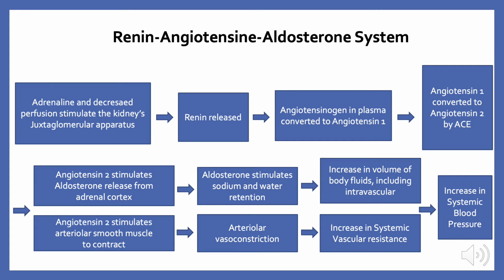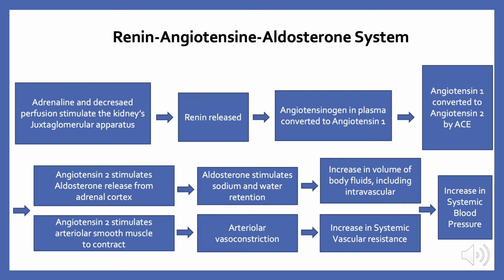Now on to the second effect of angiotensin 2, which we have also talked about. Angiotensin 2 stimulates arteriolar smooth muscle to contract. This means that there will be arteriolar vasoconstriction, increasing the systemic vascular resistance and also helping in increasing the systemic blood pressure.